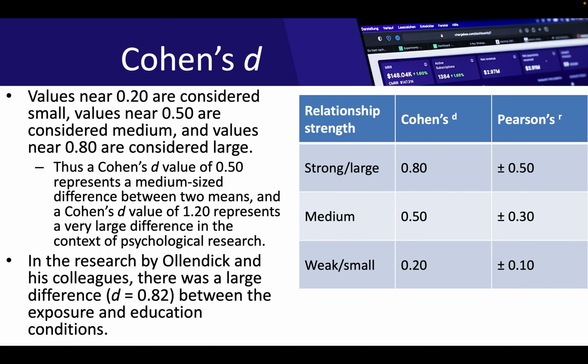In the research by Olendick and his colleagues, there was a large difference. The difference was 0.82 between the exposure and the education conditions, and so that puts it right here, strong or large.